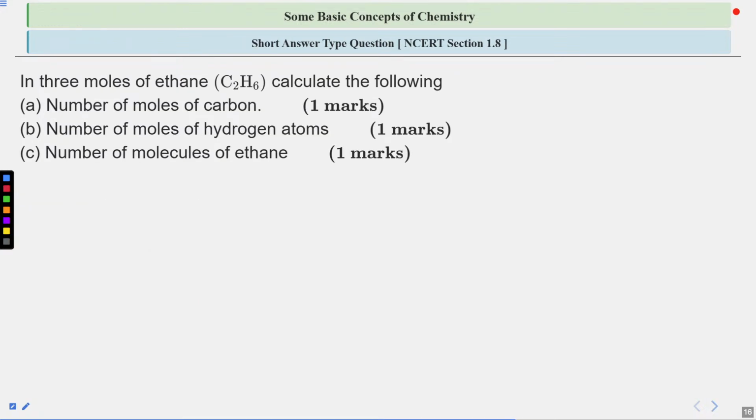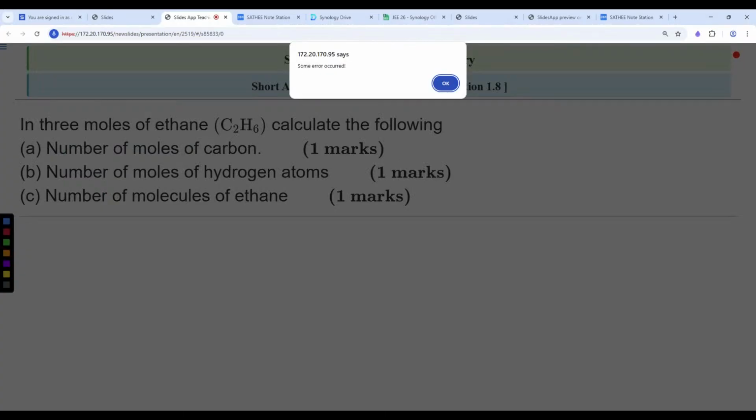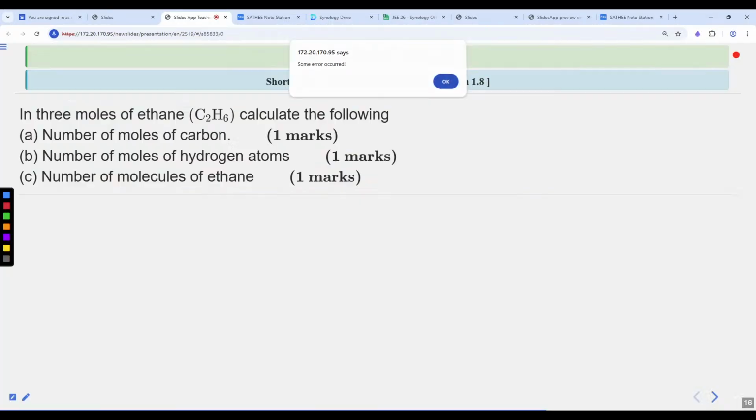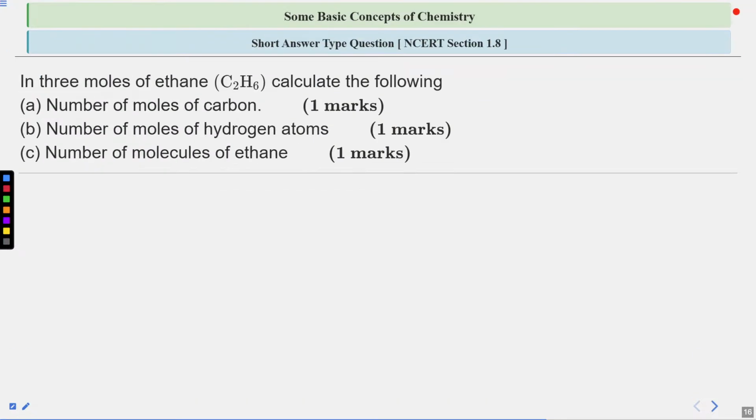Now we will move to the next type of question, which is short answer type, and it comprises 3 marks. This question has sub parts and each sub part has 1 mark each, so that will sum to a total of 3. I will request you to write the correct answer in the chat section. What will be the answer for each of these?